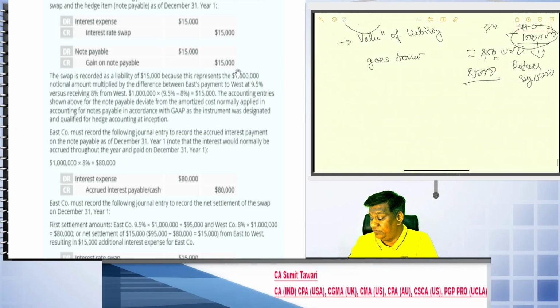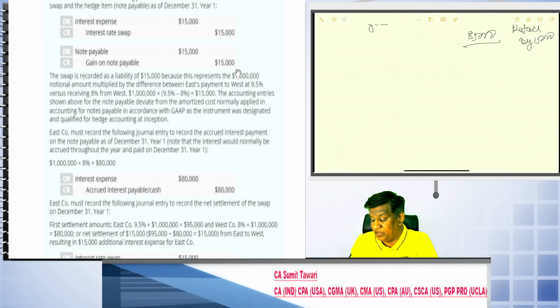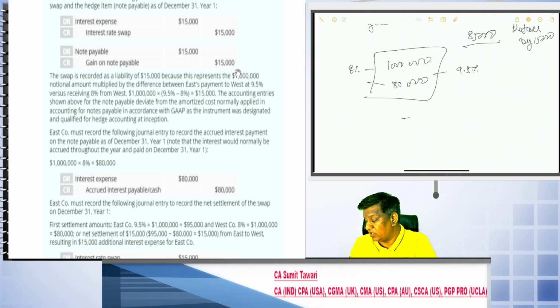Why do we recognize this? Say the market interest rate is 8% and the investment amount is 1 million. So I need to pay 80,000. Now with the same transaction, but the market rate is 9.5%, how am I calculating the value of the liability? 80,000, which I am paying in cash to my investor, divided by 9.5%, which will be less than 1 million, approximately 850,000.